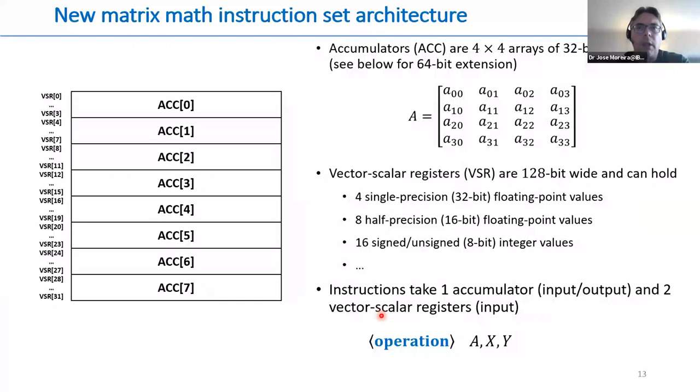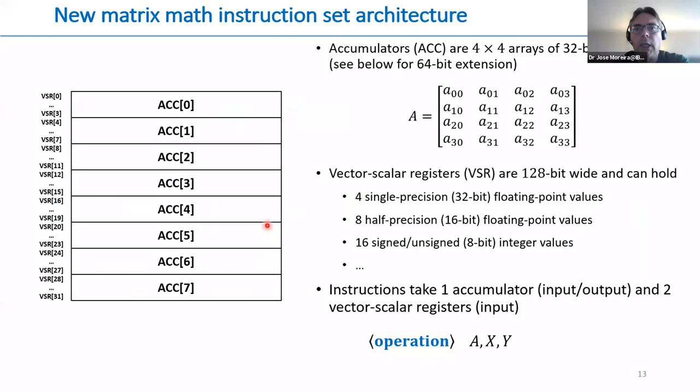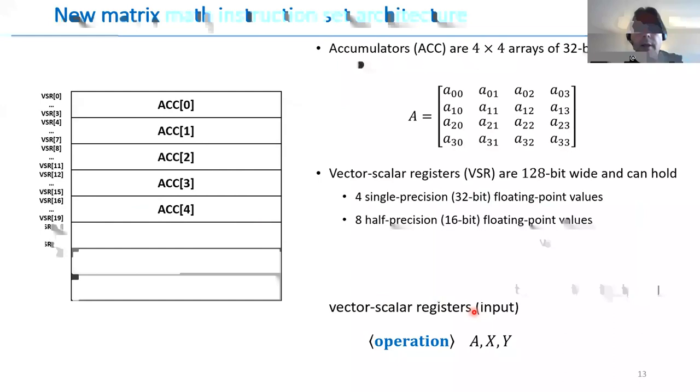So the matrix unit, but let me see if I can wrap up in a few minutes to leave enough time for questions. The matrix unit actually defines 8 accumulators. So each one of these green matrices that I show is stored in one accumulator. There are 8 of those. The form of the operation, as I said, is an outer product of 2 vectors.